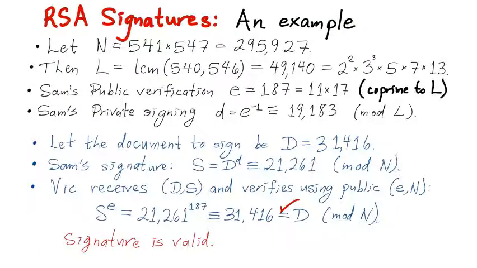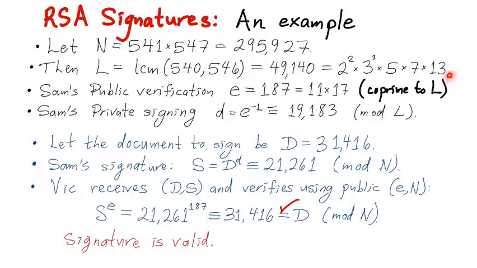Now, just a little example to make sure that things work the way they should. So consider N equal to P times Q. The primes P and Q are 541 and 547. So N is equal to 295,927. And then the least common multiple of P minus 1 and Q minus 1 is 49,140, which turns out to be 2 squared times 3 cubed times 5 times 7 times 13.